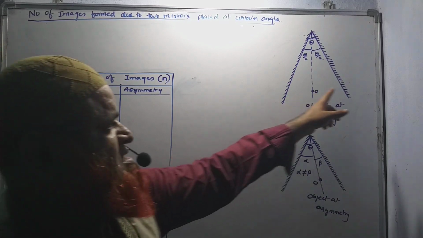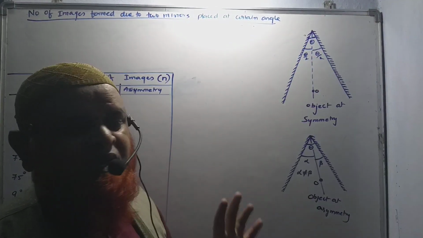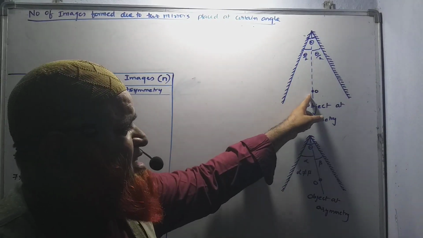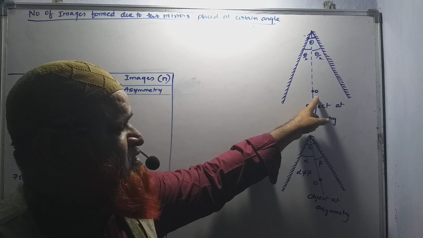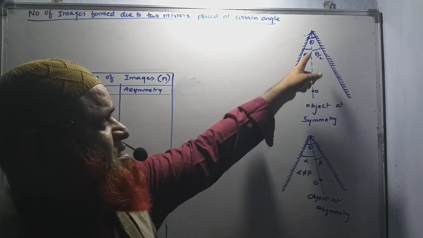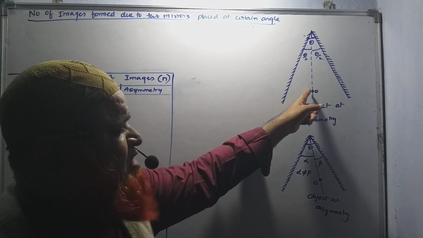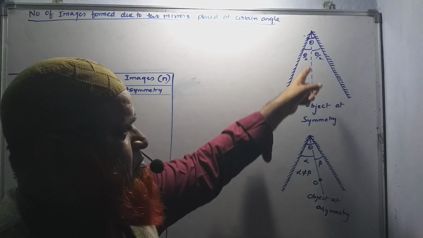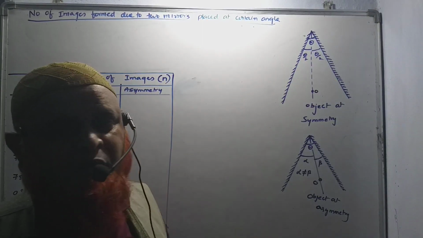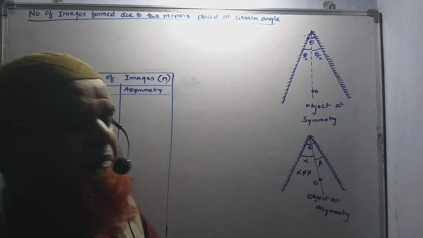These are the two adjacent sides of a mirror, and the angle between the two mirrors is considered to be theta here, and the object is placed exactly at the middle of these two mirrors, on the bisecting angle of these two mirrors. That's why, if the angle between the two mirrors is theta, I have considered the object exactly at the middle, and these two angles are theta by 2 as well as theta by 2. This is the first case. That is why it is called symmetry.